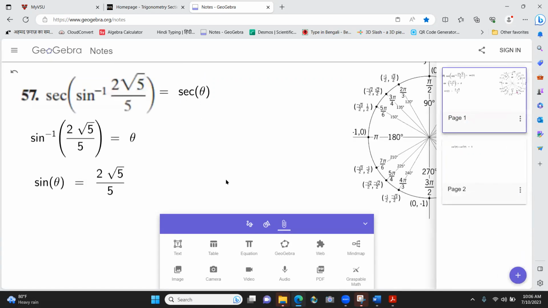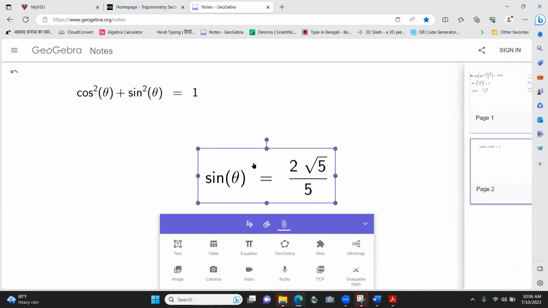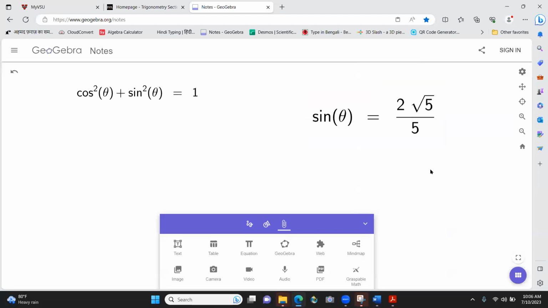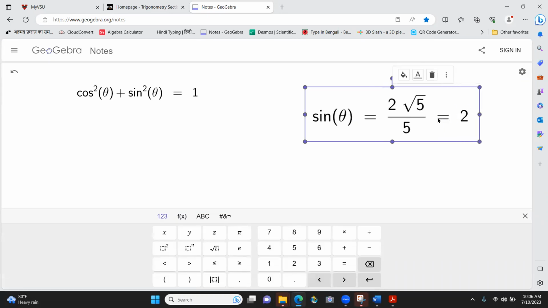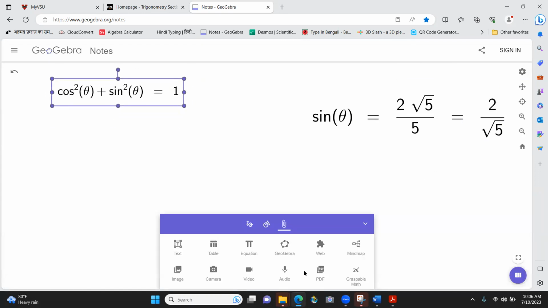So I'm going to go back and forth, back and forth. I'm going to take this. This is something I know. It's something I derived 2 seconds ago. I know sine theta is 2 times square root of 5 over 2. Now, just to let you know, this can be written as 2 over square root of 5. I like that better for now. Why? Because I want to keep things simple.